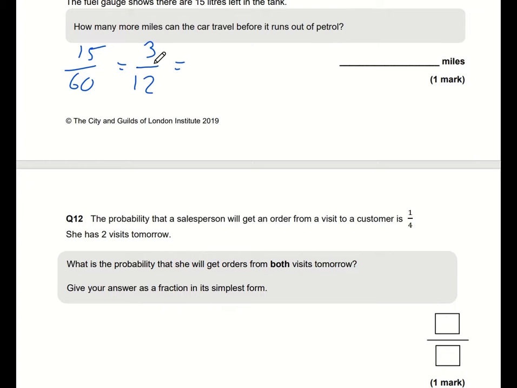And we can simplify the fraction again. We can divide both numbers by 3 this time. 3 divided by 3 is 1. 12 divided by 3 is 4. So the tank is a quarter full, so it can do a quarter of 480 miles. So what is 480 divided by 4? 4 divided by 4 is 1. 8 divided by 4 is 2. 0 divided by 4 is 0. So it can do 120 miles.